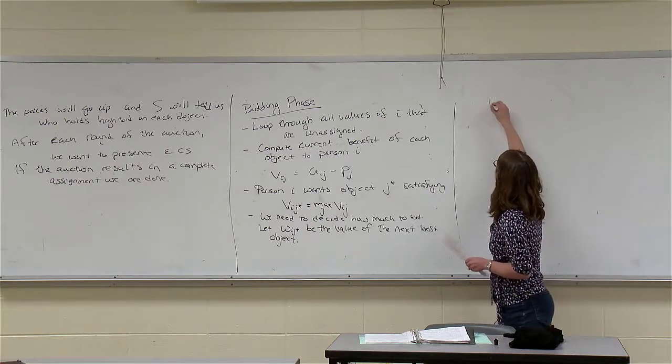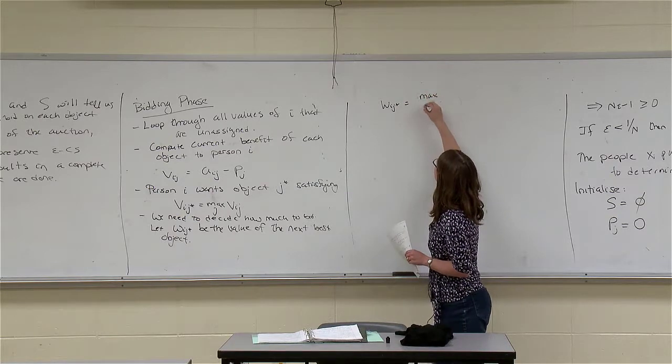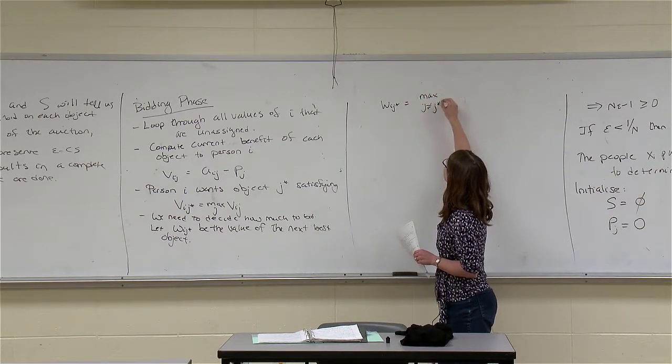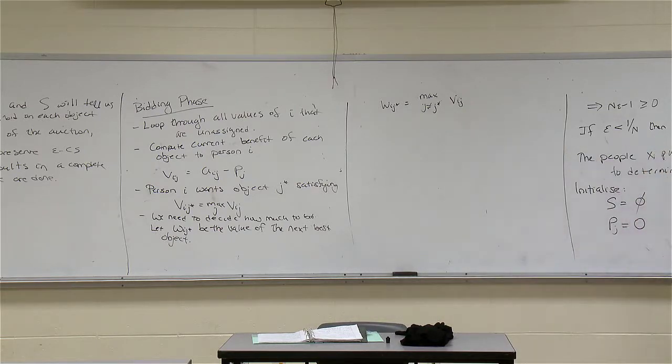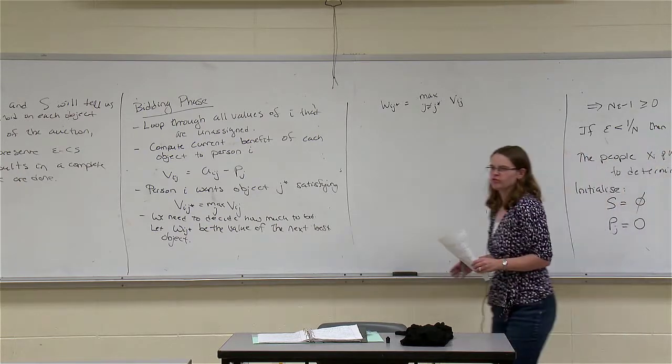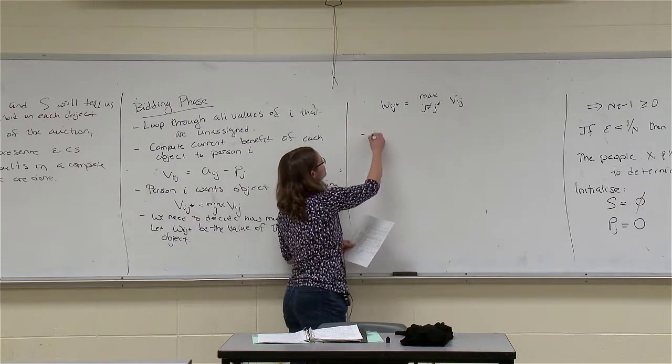Okay, so Wij star is equal to the maximum over all j not equal to j star of these values or benefits. So it's the second highest benefit. Okay, I got a little extra information. Now I'm ready to bid.